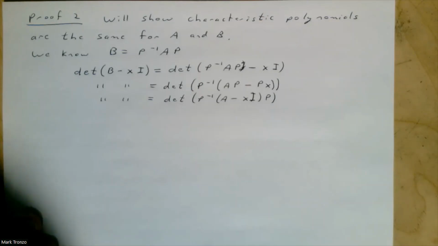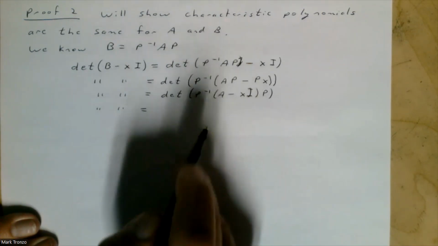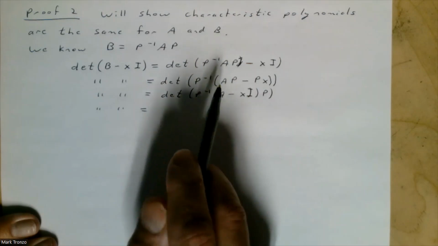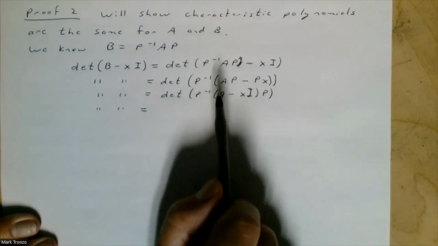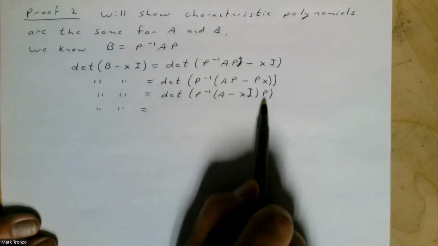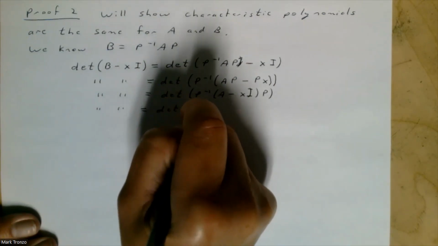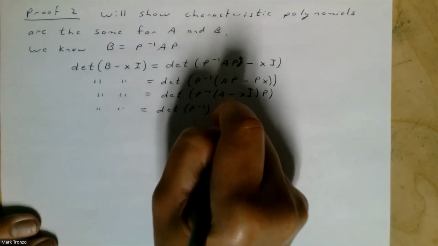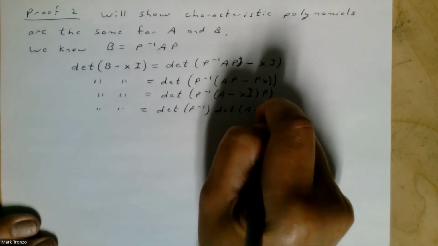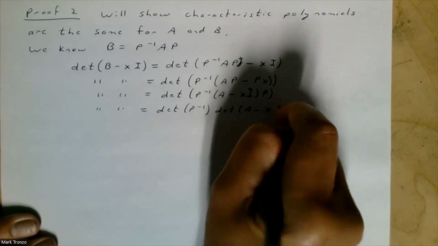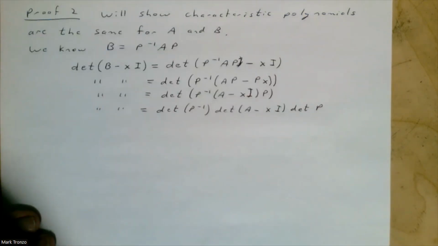And remember from the property of the determinants, the determinant of A times B is equal to the determinant of A times the determinant of B. Same thing here, we have three matrices. And so we can break this up to be determinant P inverse, determinant A minus XI or IX, and determinant of P, like this.